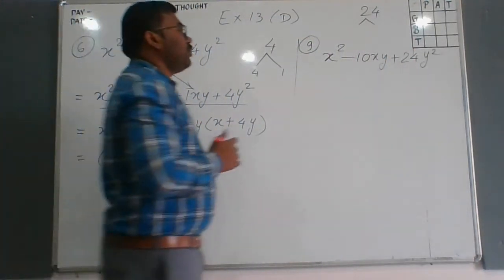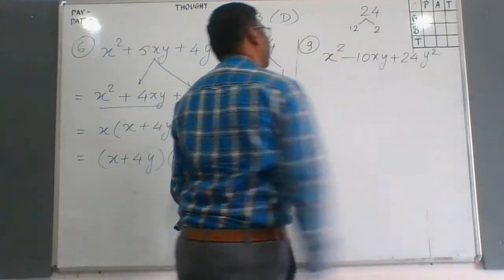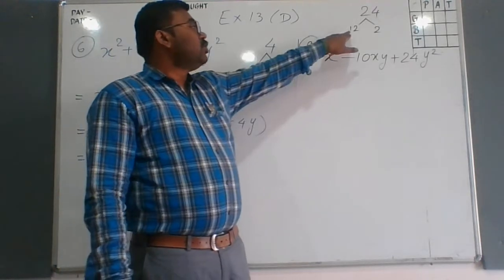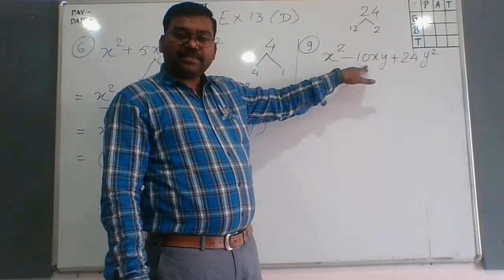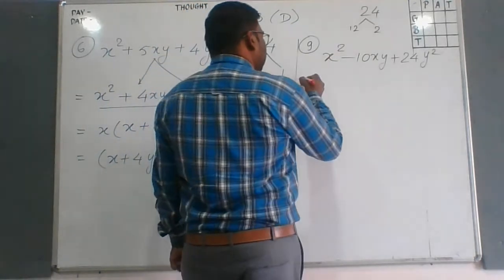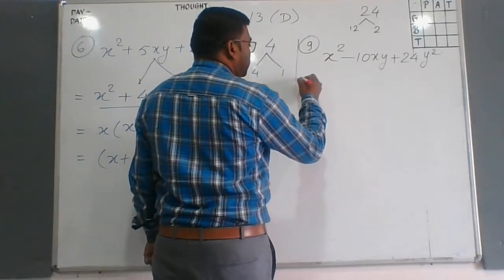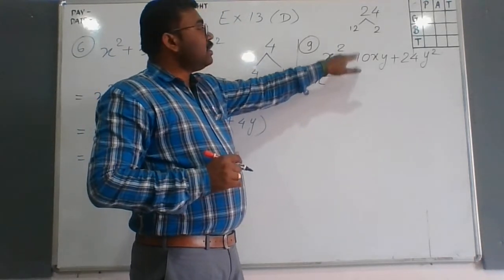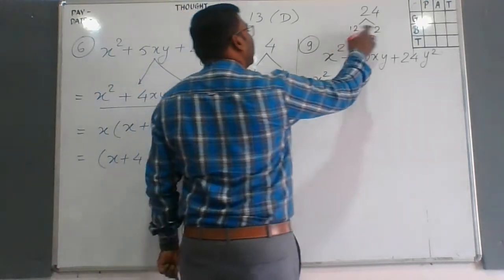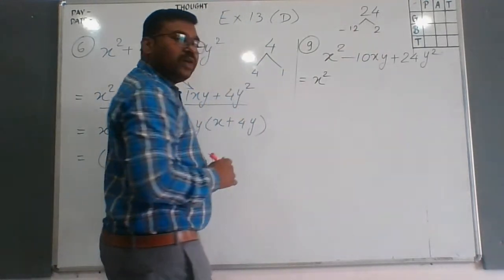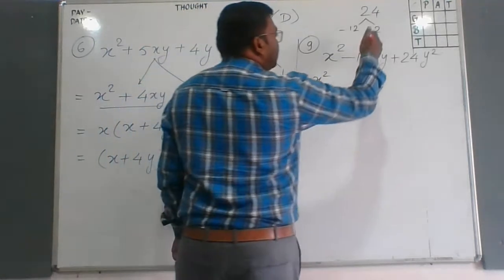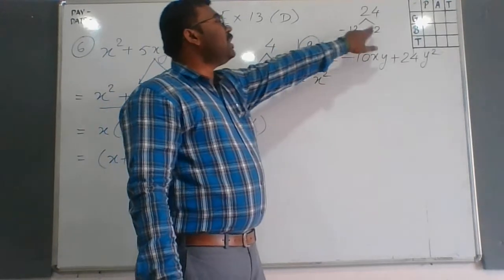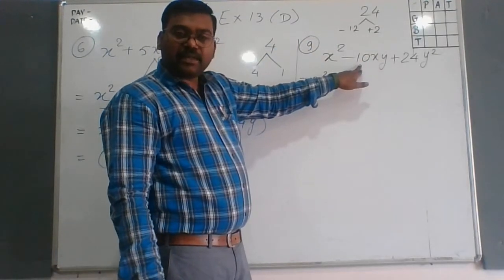Another pair of factors of 24 is 12 and 2, which make 24, correct? 12 minus 2, we are getting 10, right? So in this case, think about the sign. As we know, the sign of the middle term is given to the greater factor. Between 12 and 2, 12 is the greater factor, so 12 will have the minus sign and 2 will have the plus sign. Then only minus 12 and plus 2 is getting minus 10, right?